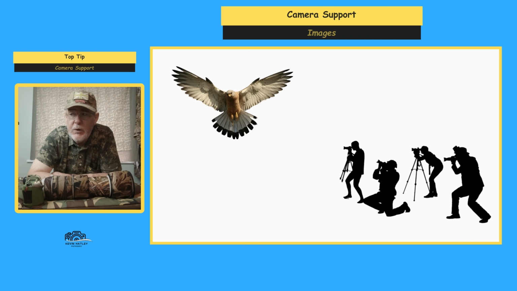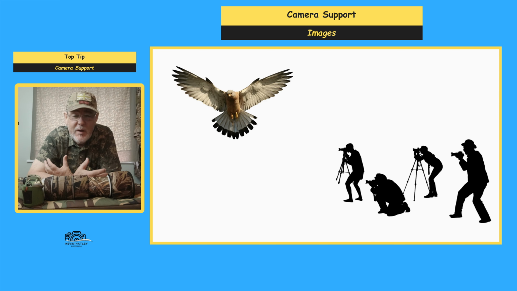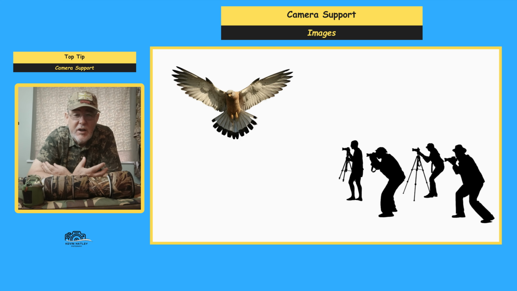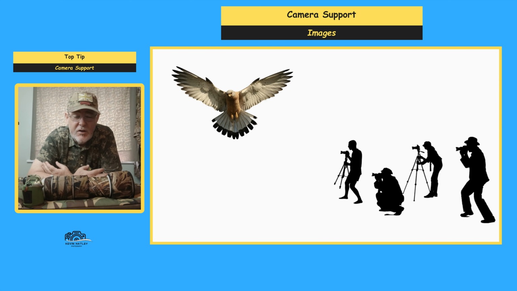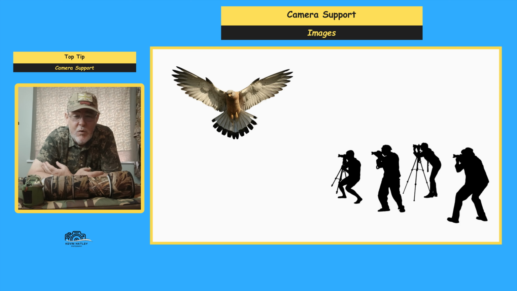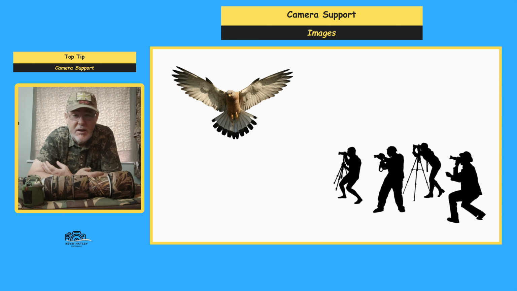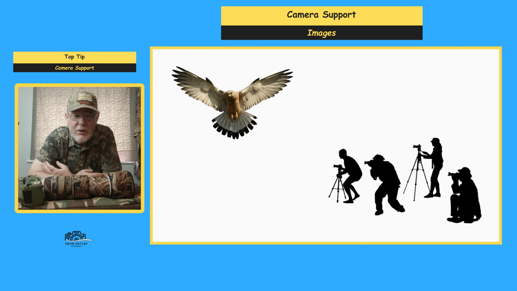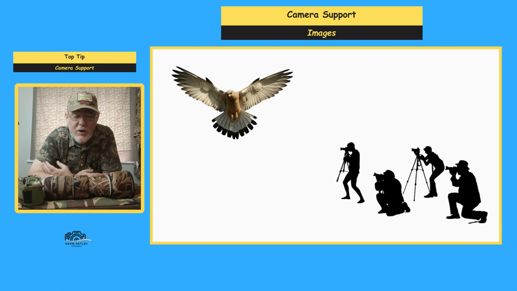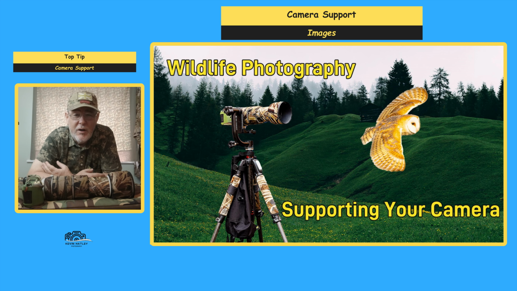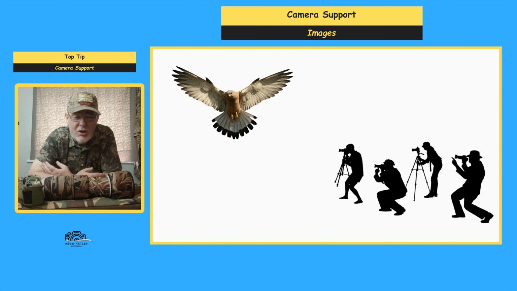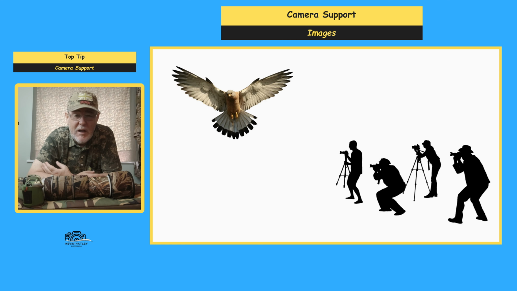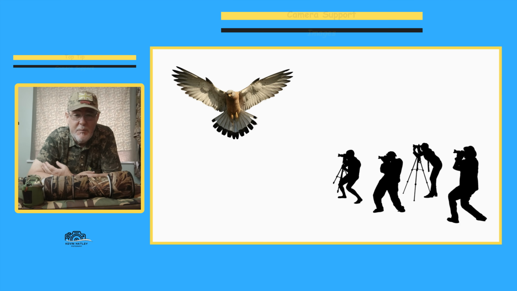Top tip, camera support. In order to get sharp images, you have to make sure that your camera platform is stable to get the shots that you're after. The slower the shutter speed that you use, the more stable a platform you need. So whether it's a tripod, a monopod, a bean bag, a ground pod, or whether you're hand holding. I'm actually working on a video at the moment that's going to cover all of those aspects, and I hope to have that out quite soon. So you need to understand that the slower the shutter speed, the more stable a platform you need. So camera support, very important.